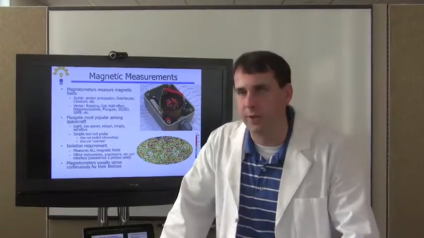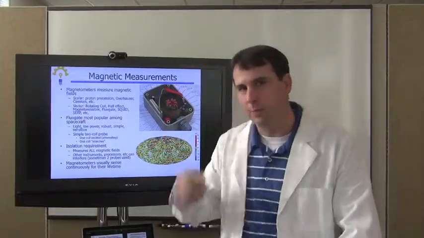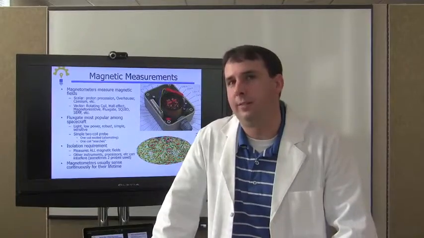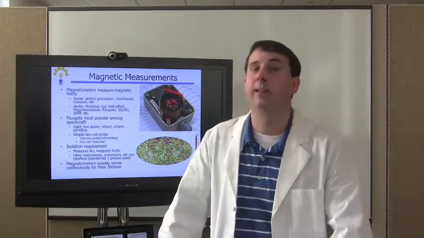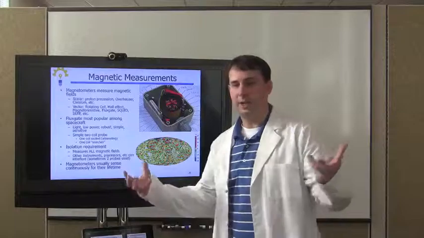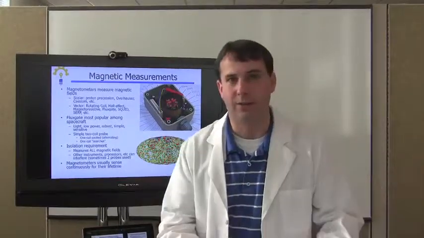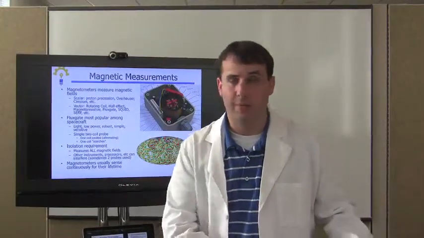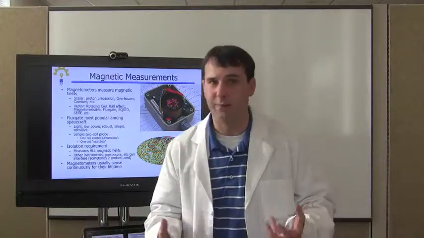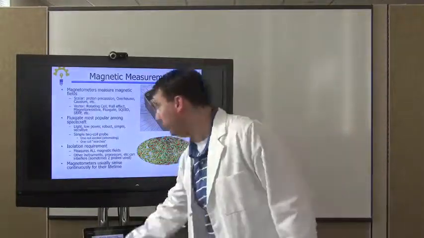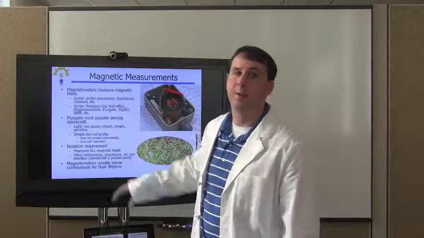The problem with magnetometers is they don't just measure the magnetic field that you want. They measure all magnetic fields. So if you've got it next to a processor or a computer, it's going to measure that too. If you've got it next to a spacecraft, it's going to measure that. If you've got it next to this computer or this television, it's going to measure that.